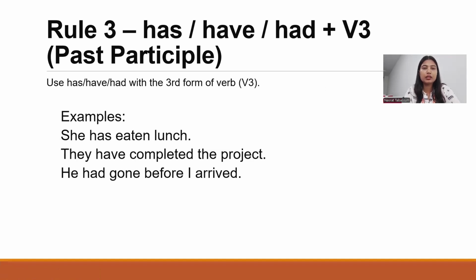Now, the third rule. If you have has, have, had in your sentence, you always use the third form of the verb with it. For example, if it is she has, then it cannot be she has eat. It cannot be she has ate. It has to be she has eaten. That is the third form of the verb. We also call that the past participle. You always need to make sure that whenever there is a has, have, had in the sentence, the next verb that follows has to be in the third form. That has to be V3.